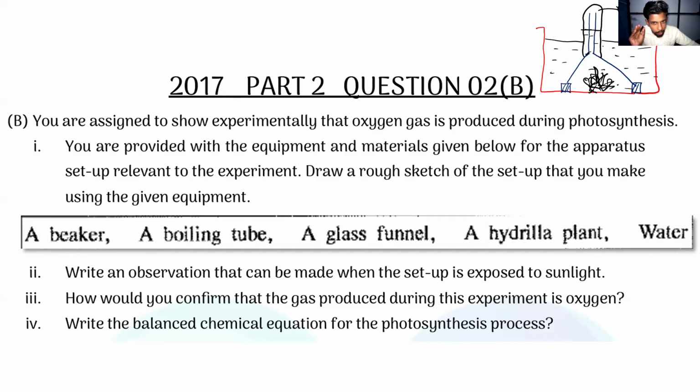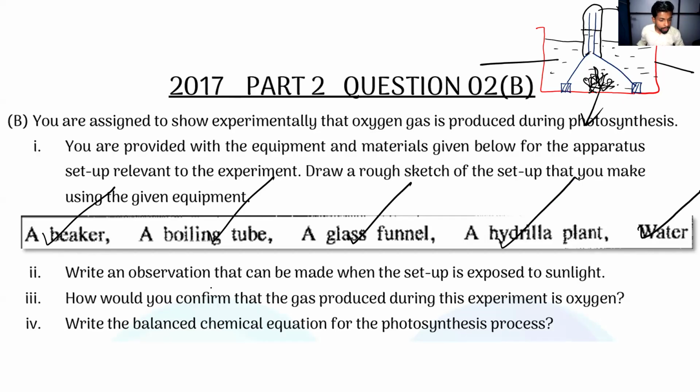Well, we want to draw the diagram and label it, because the parts are given, right? Beaker, boiling tube, funnel, hydrilla plant, water. We want to label each and everything one by one, okay? Then only we can get the whole marks, okay?